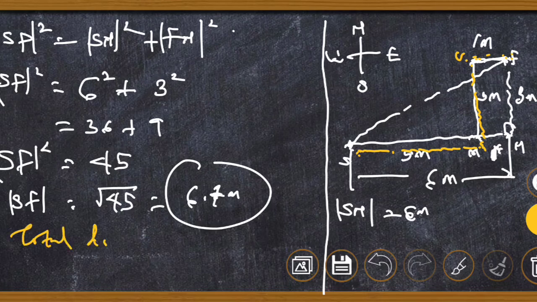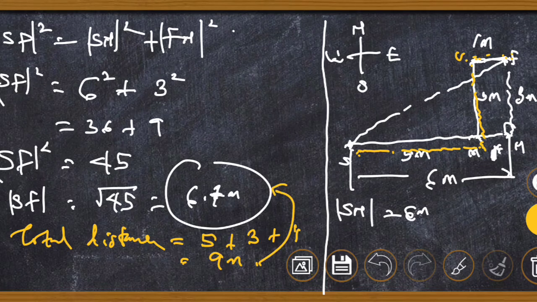Total distance will be equal to X to M, which is only 5 meter, plus M to O, which is 3 meter, and then from O to F, which is 1 meter. Simply means the total distance covered by the body will be equal to 9 meter. Now, the total distance covered by the body is different from the displacement of the body.